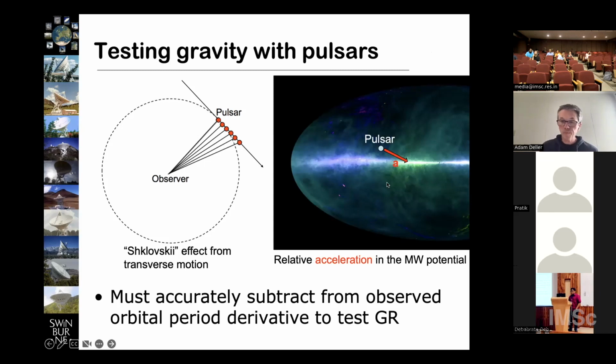And the second thing is an actual acceleration in the gravitational potential of the Milky Way. So the Earth is accelerating, our observational platform, and the pulsar too. And so the difference between those two accelerations will also show up in the observed orbital period derivative. So you've got to model those effects and take them away to leave the intrinsic orbital period derivative due to gravitational wave emission if you want to go and test GR.